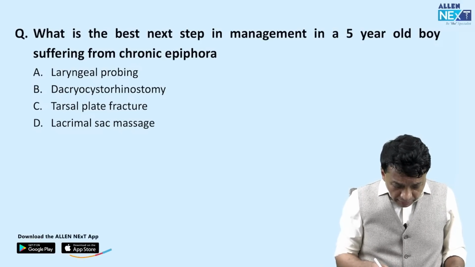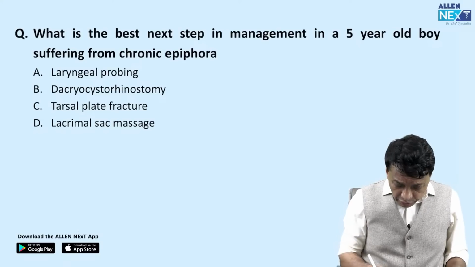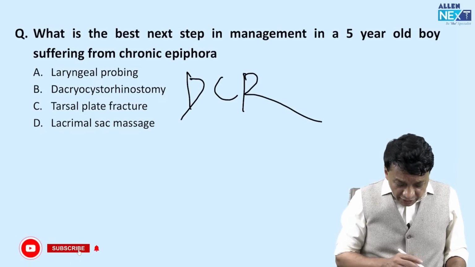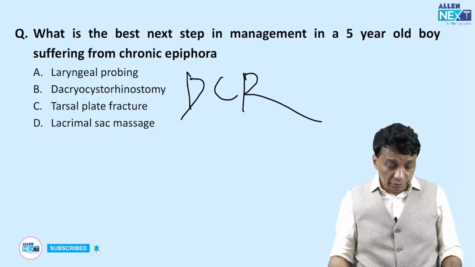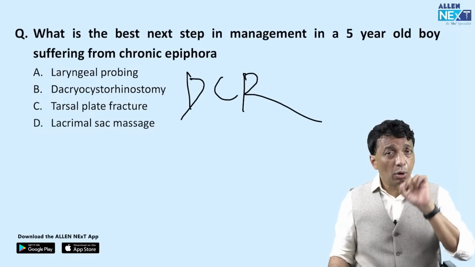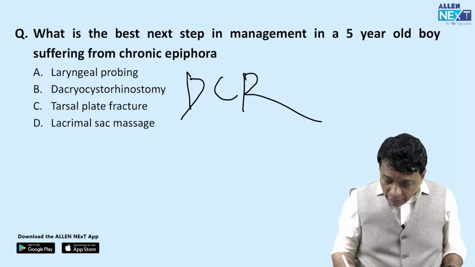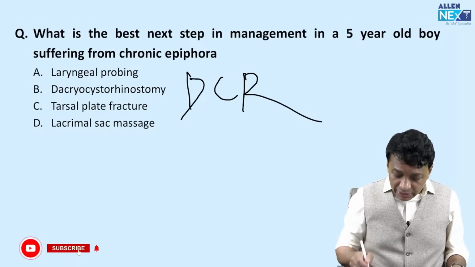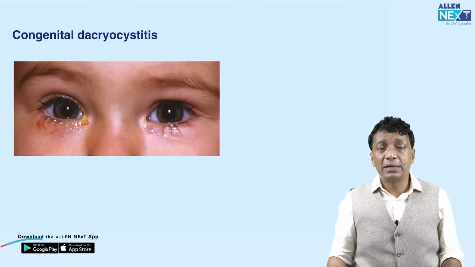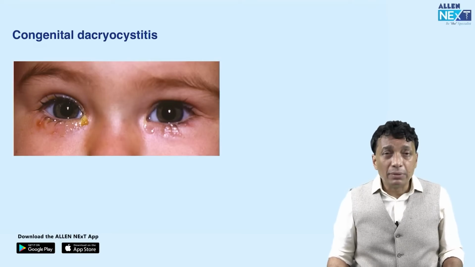The options are lacrimal probing, dacryocystorhinostomy, which is for short the DCR, tarsal plate fracture, or lacrimal sac massage. Now, this is a very important question. There is a particular algorithm, and you must remember it because it's important for the timing. So, in a 5-year-old, remember, this condition is basically congenital dacryocystitis, or congenital nasolacrimal duct block.